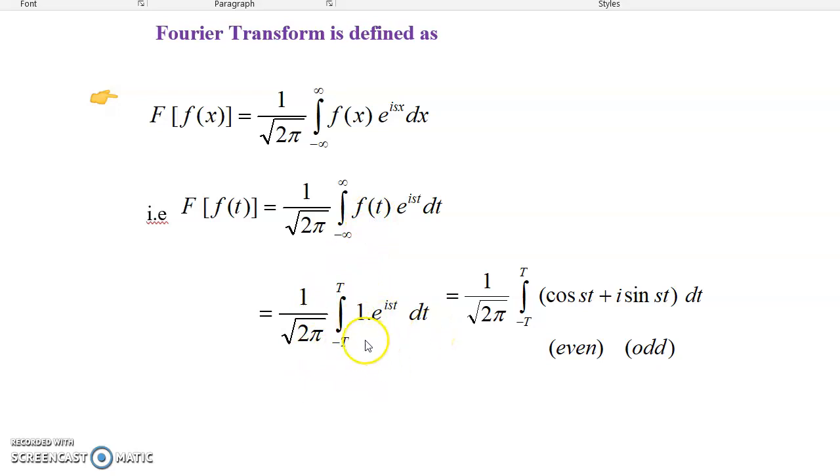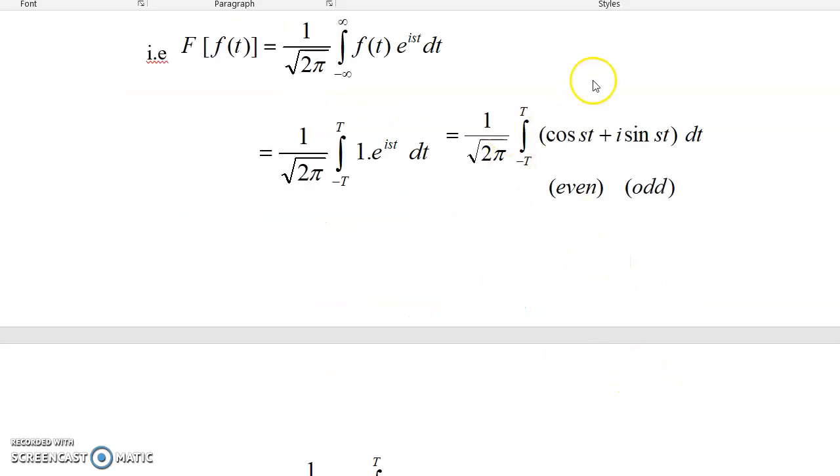And from minus T to T, the value of the function f of t is 1 into e power ist dt. Now look at this e power ist, which can be written as cos plus i sin. E power i theta, we know the basic formula, cos theta plus i sin theta. So using that we have written cos st plus i sin st. And now when you observe this, cos is an even function because we know cos of minus theta is cos theta itself. Sin of minus theta will be minus sin theta. So sin will be an odd function. So this is an even function and this is an odd function.